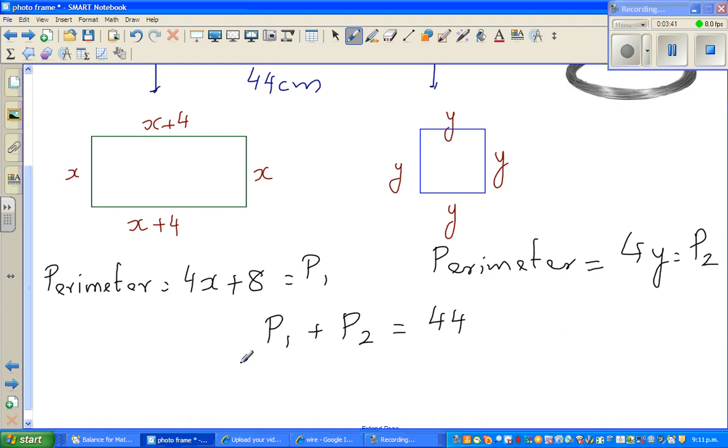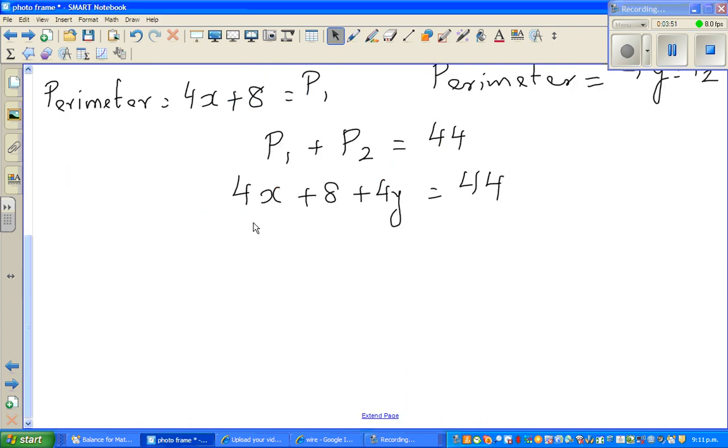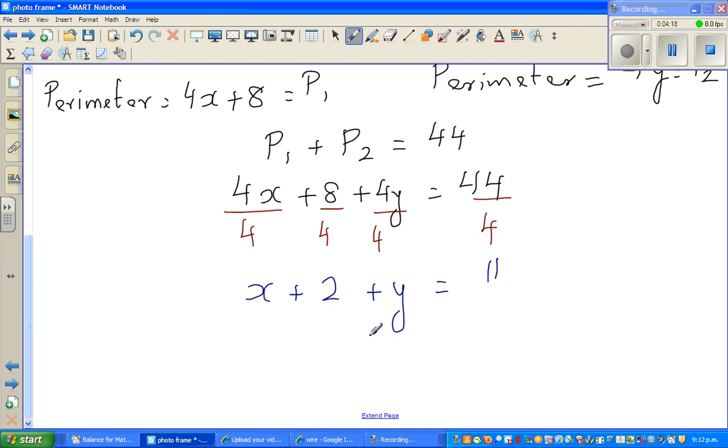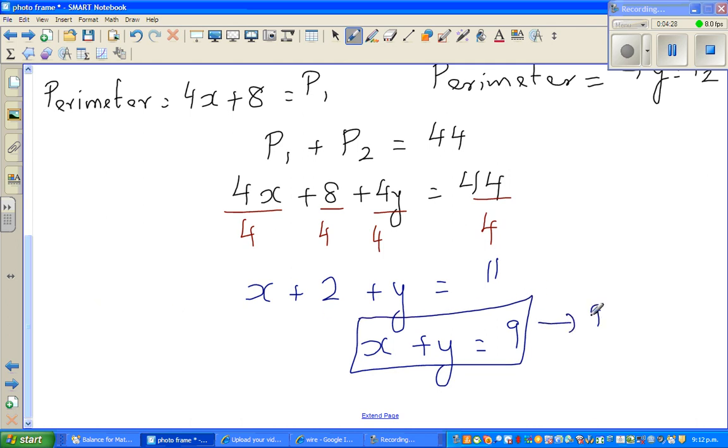So let us write what is P1. That is 4x plus 8 plus 4y is equal to 44. Now all of them can be divided by 4, which is perfectly legitimate in maths. So 8 divided by 4 is 2: x plus 2 plus y is equal to 11. If you take away 2 from both sides, you can say x plus y is equal to 9. This is one equation, so let us name that equation 1.